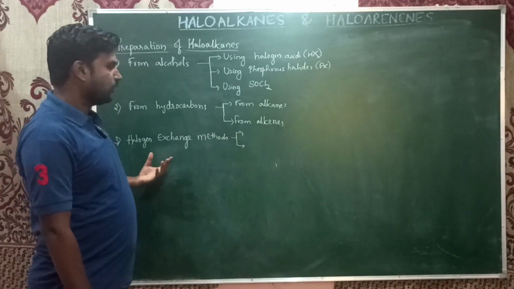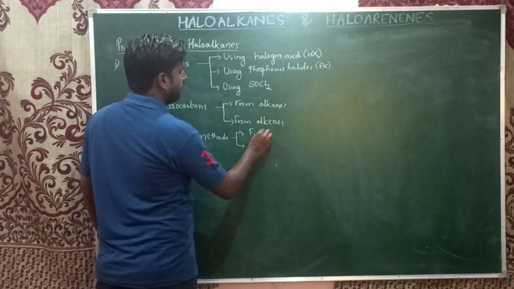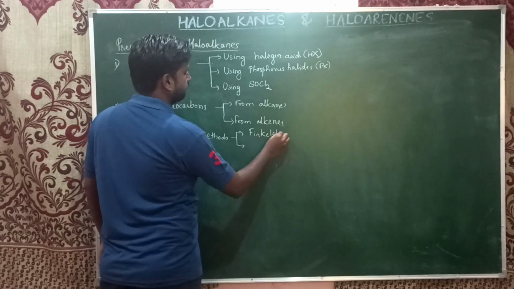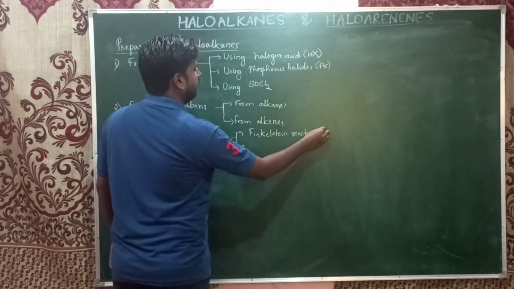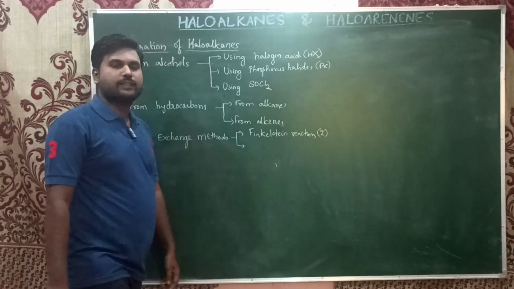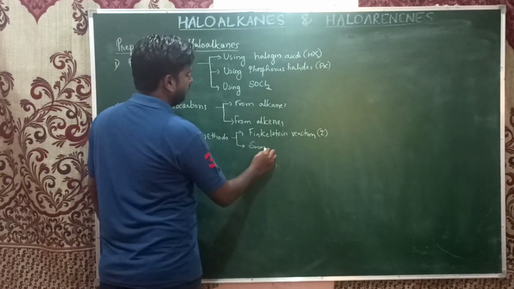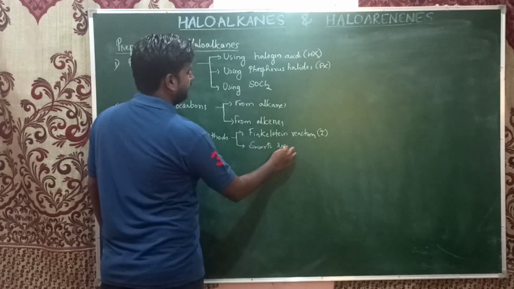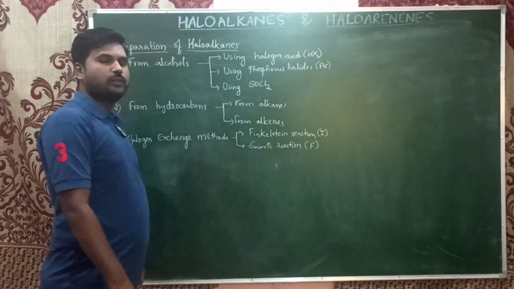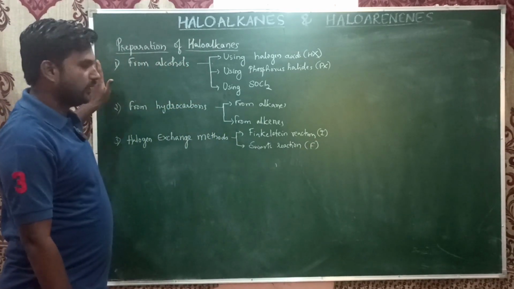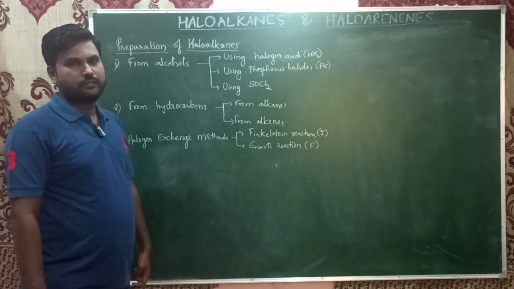If you are going to convert chlorides and bromides into iodides, that is a name reaction known as the Finkelstein reaction. And the second one, to get fluorides, is a name reaction called the Swarts reaction. Here we convert chlorides and bromides into fluorides. These are the very important methods for the preparation of haloalkanes in our syllabus. We'll discuss them one after another.